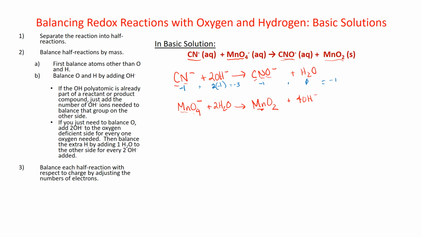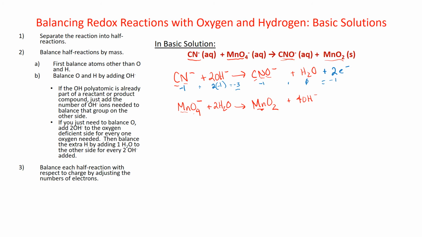Now, -1 is considered more positive, even though it's a negative number. It is still more positive than -3. So that's the side that I'm going to add my electrons to. And to bring -1 down to -3, my charge on the other side, I need 2 more negative charges. So I add 2 electrons. And now that's a charge-balanced half reaction. We'll do the same process for the second half reaction.